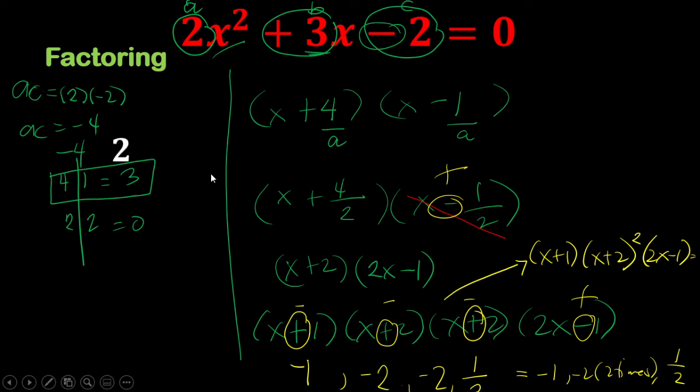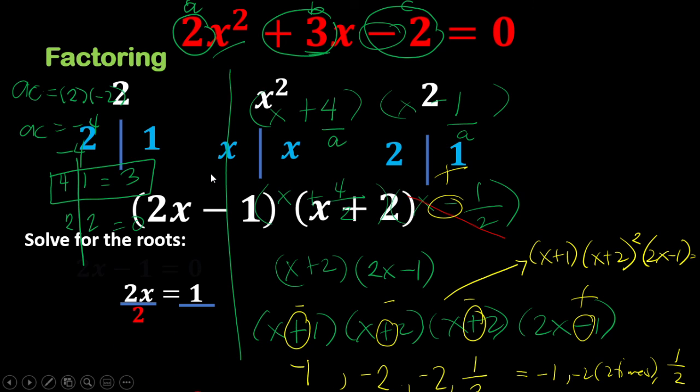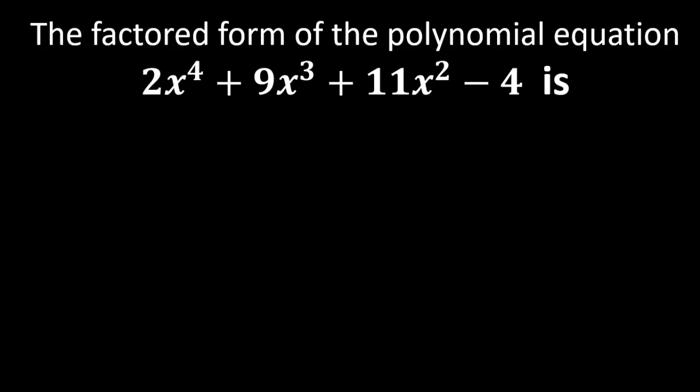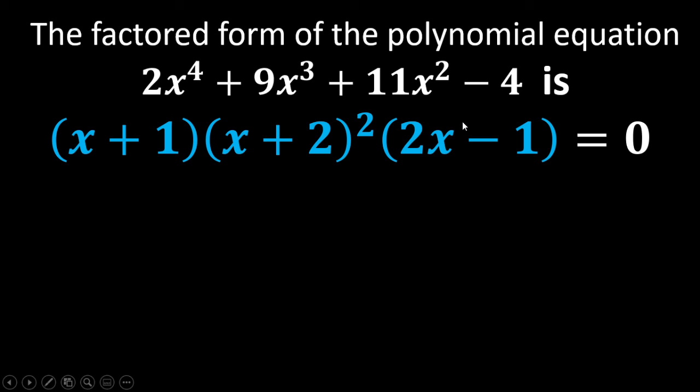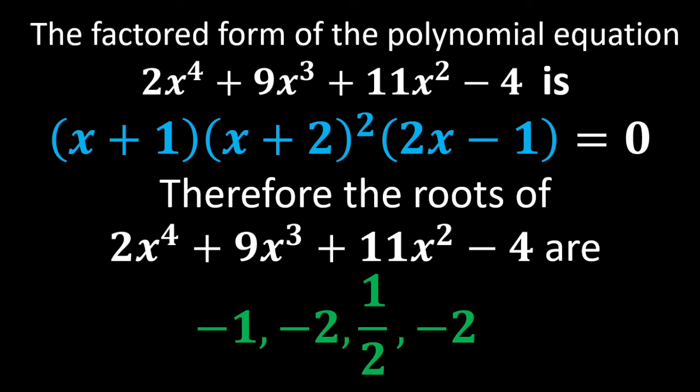Sana nasundan nyo. Okay? By factoring, yung longest way naman ito. Now, the factored form of the polynomial equation, yung ginawa natin kanina, is quantity x plus 1 times quantity x plus 2 squared times quantity 2x minus 1 is equal to 0. Therefore, the roots now are negative 1, negative 2, 1 half, and negative 2. So, that's it.